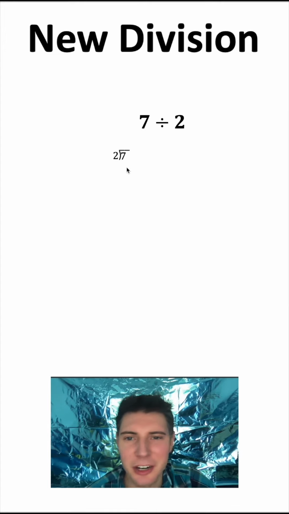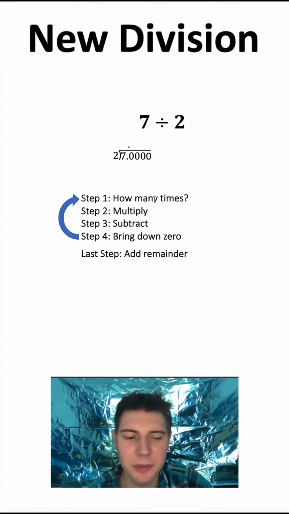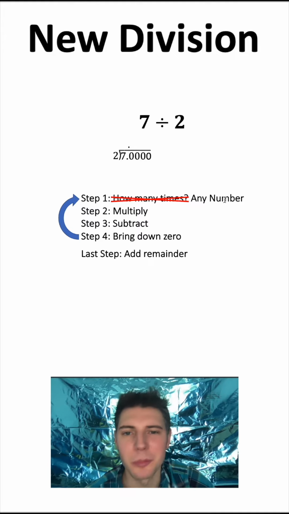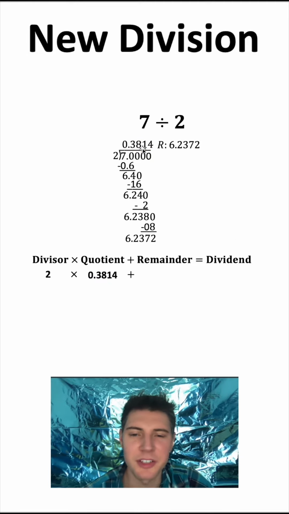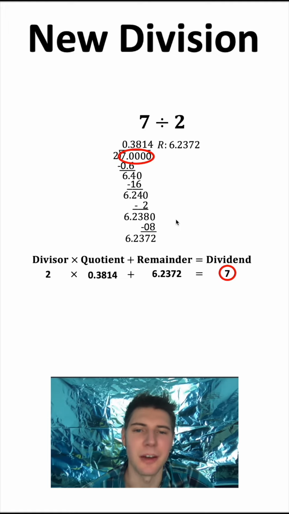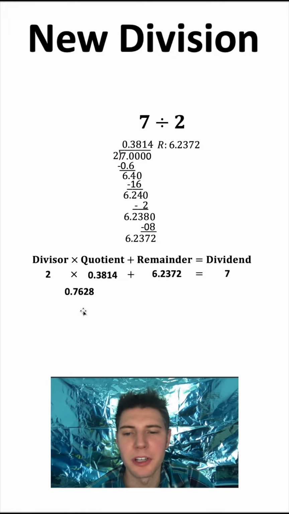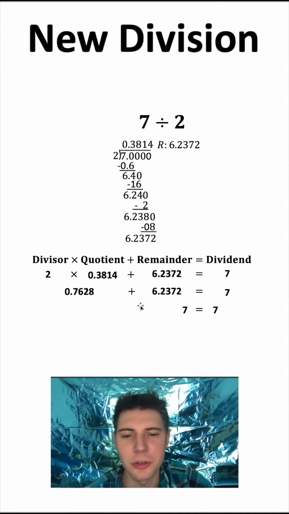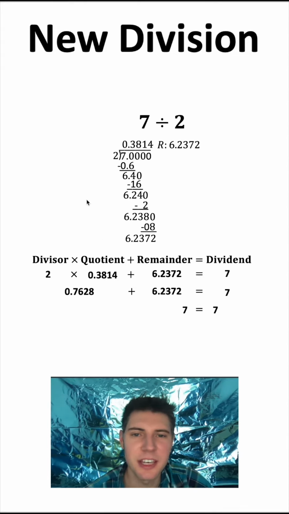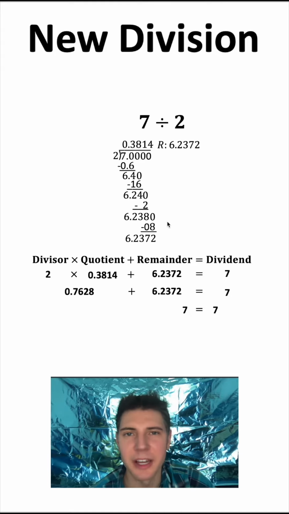So now let's talk about that crazy one. Instead of saying how many times it's going, let's just literally put any number we want. So now let's verify it with this equation right here. Our divisor is 2 times our quotient, this 0.3814, plus this remainder needs to equal 7. Well, 2 times 0.3814 is 0.7628, plus this guy again equals 7, and these two do add up to 7. So this is true. This is a valid way to calculate this.